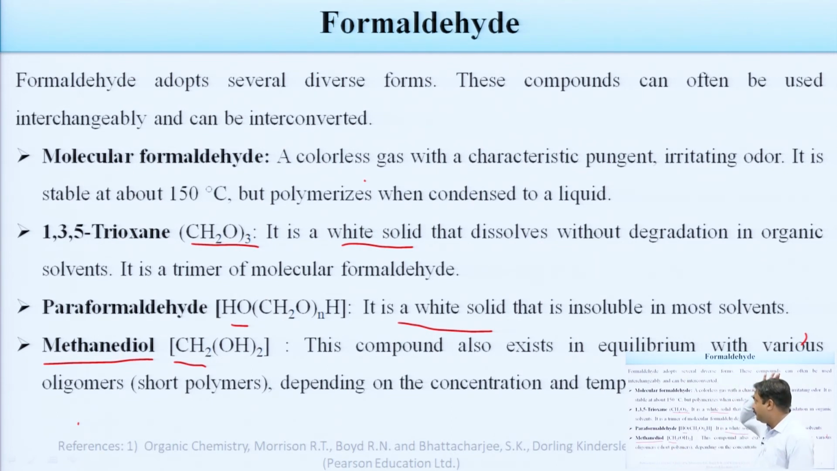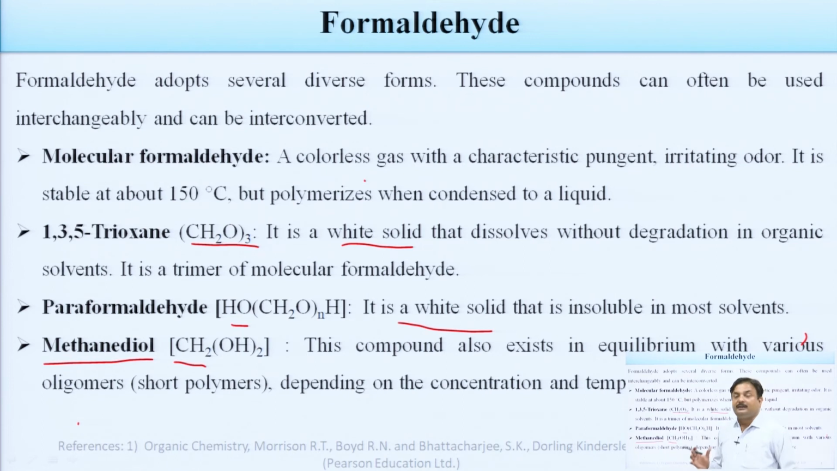Molecular formaldehyde is the most common, which is stable up to 150 degree centigrade temperature. It polymerizes when condensed to the liquid. In gas form, it is not polymerized, it is present as a monomer up to 150 degree centigrade. When it condenses, it will be polymerized into the liquid.